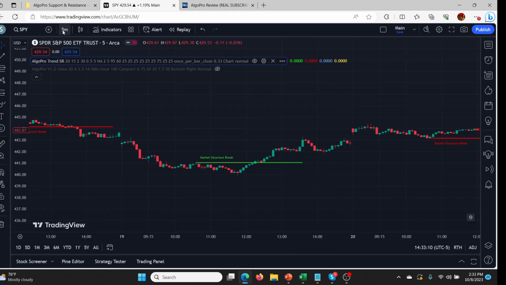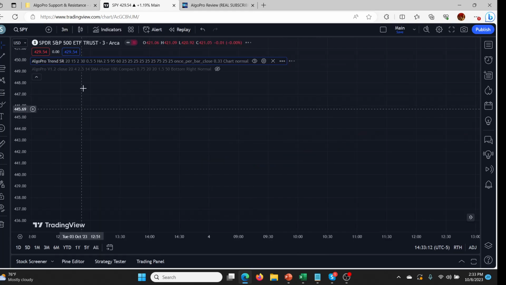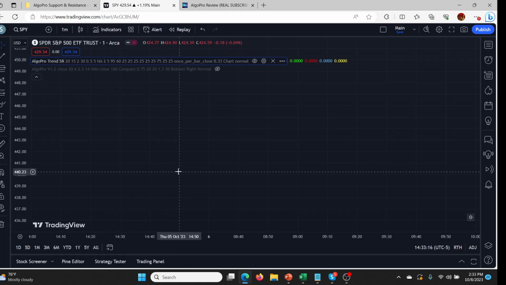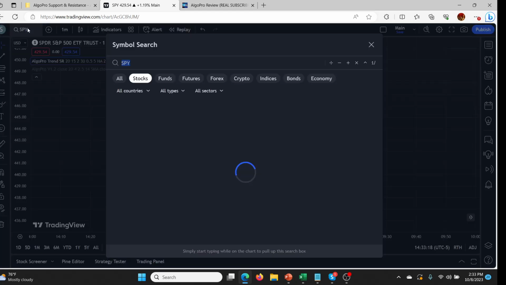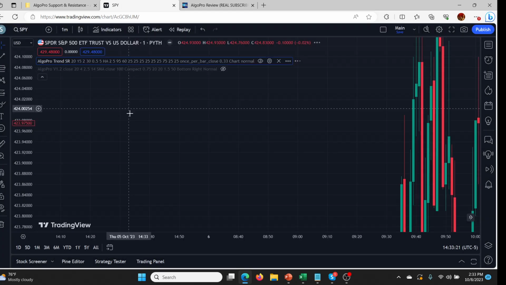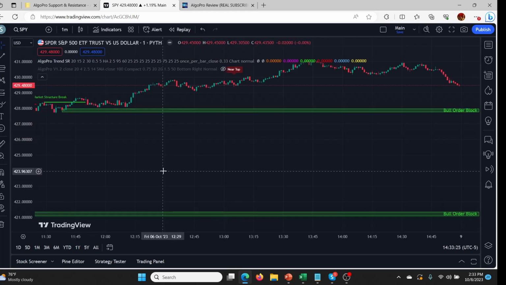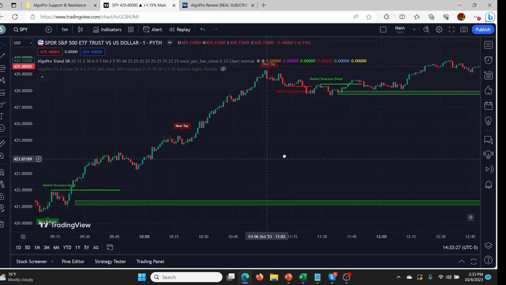Let's look at the 1 minute. Somebody was asking me about the 1 minute charts. I trade the 1 minute with Lux Algo quite a bit, so it'll be interesting to see how the 1 minute SPY does here as well. Let's see. Try and get this. Just kind of scroll back to here.